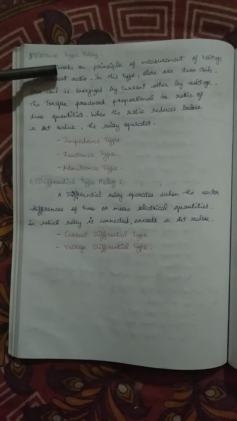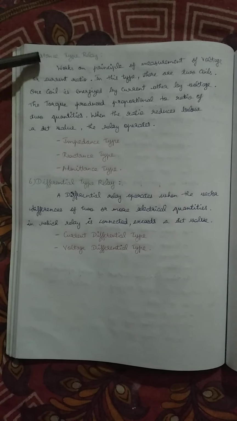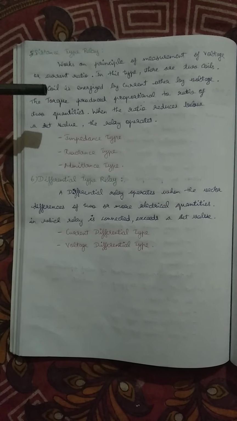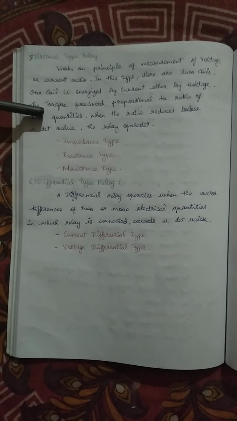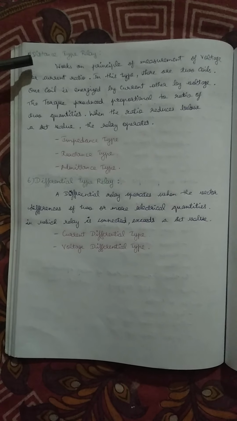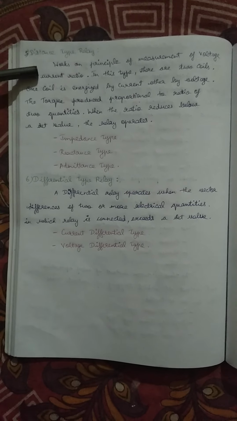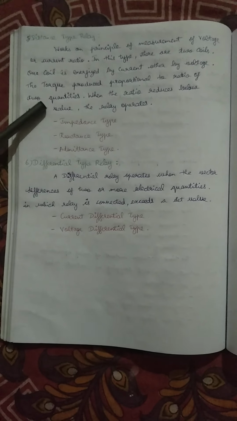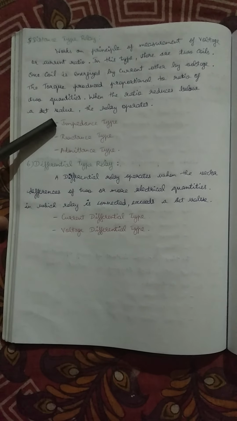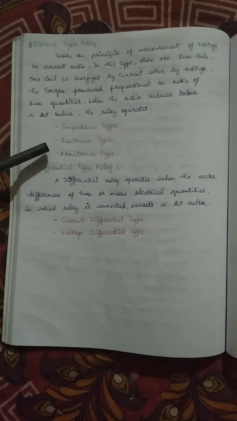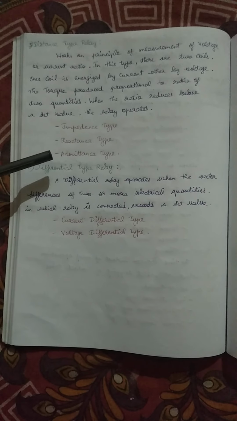Then it works on the principle of measurement of voltage to current ratio. In this method, there are two coils. One is energized by current and the other is energized by voltage. The torque produced is proportional to the ratio of the two quantities. When the ratio reduces below the set value, the relay operates. As you know, it mostly works on the principle of Z equals V by I, which means the impedance calculation. The fault current will first enter into the low impedance path.